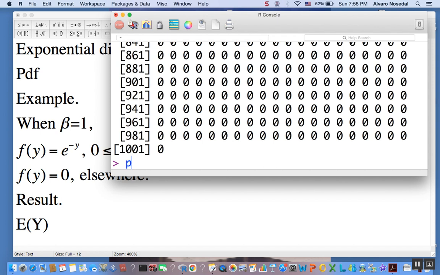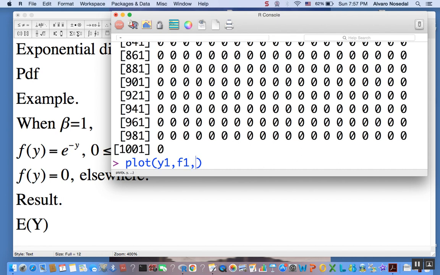As I said at the beginning, I would like to give you a graphical representation of that PDF, of that particular case of an exponential when beta equals 1. I'm going to be using that built-in function in R, plot, and the syntax is first you place the values that you want on the x coordinate, and then the second object contains the values that go on the vertical axis.